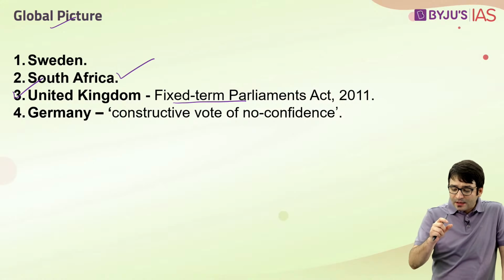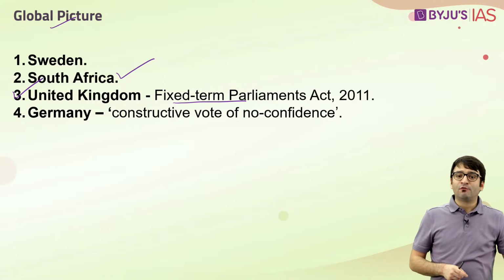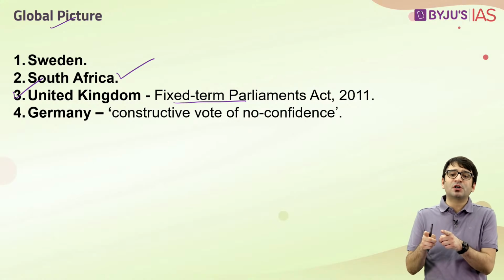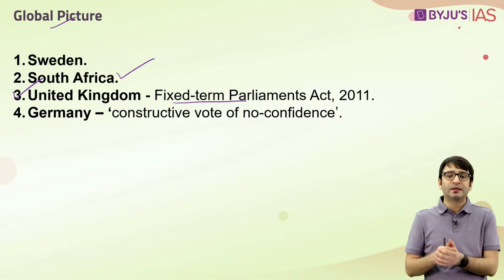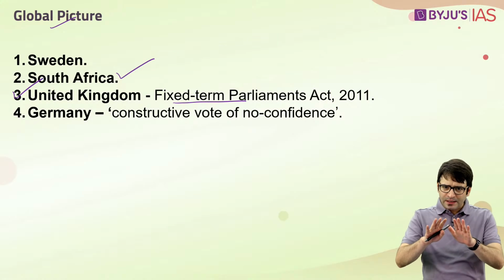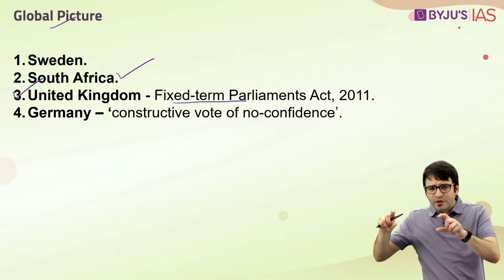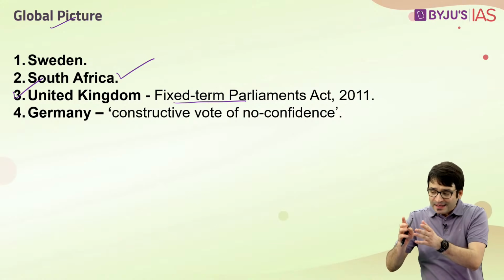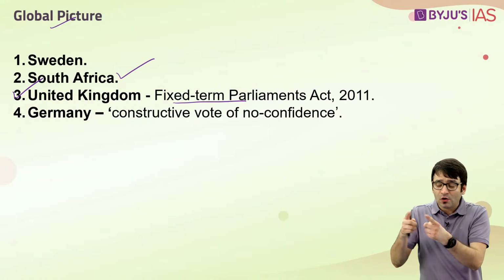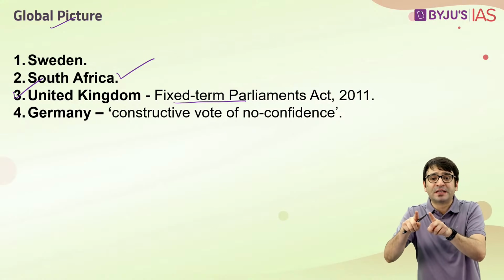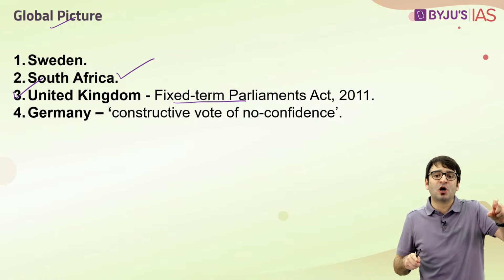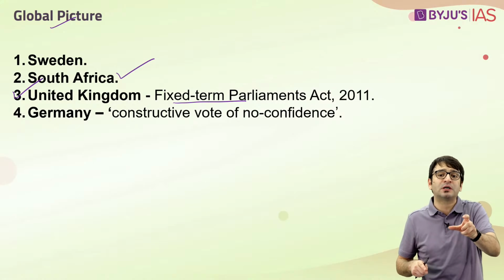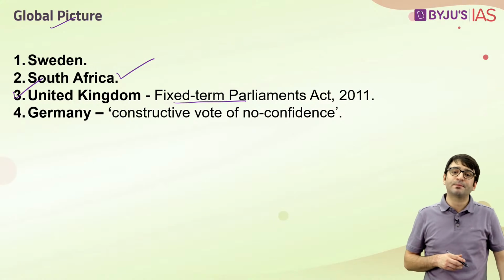Can there be a midterm election? For that, 2/3 of the members of the House of Commons will have to vote and seek fresh elections. That means normally the term of the lower house of the British Parliament is fixed at 5 years. There can be a midterm election, but for that 2/3 of the members of the House of Commons will have to vote and seek fresh elections.